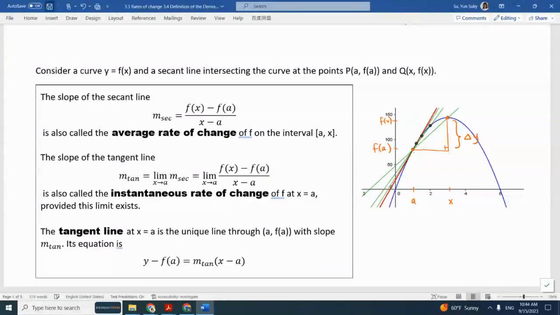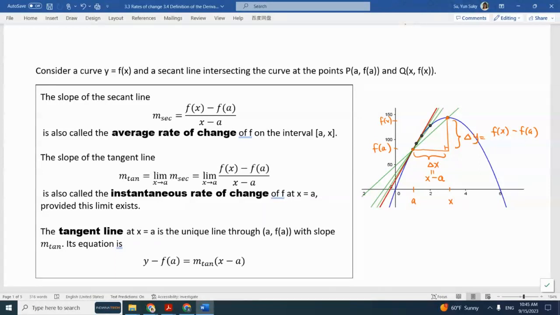So this is change of y over change of x. Right, everybody? In this case, change of y is the difference between them, so f of x minus f of a. And change of x is the difference between a and x, so we use x minus a. Therefore, the slope of the secant line is f of x minus f of a over x minus a, change of y over change of x. So this is called the average rate of change of f on the interval a to x.